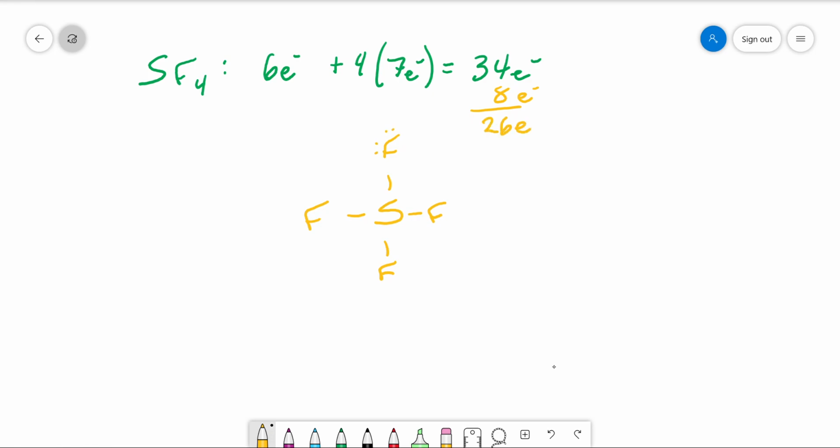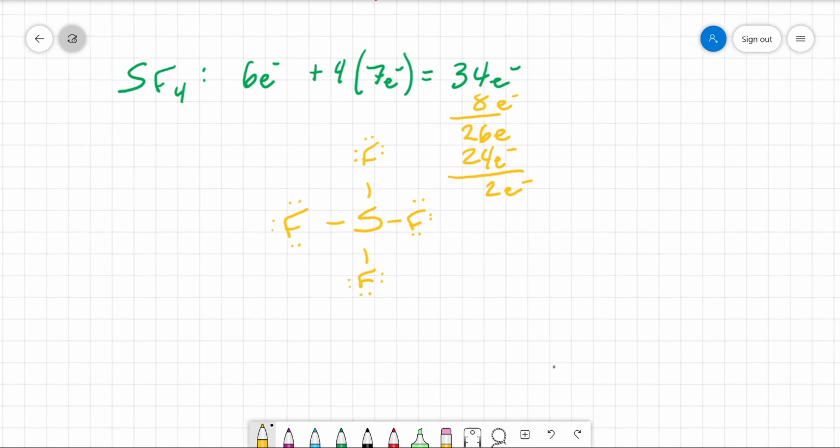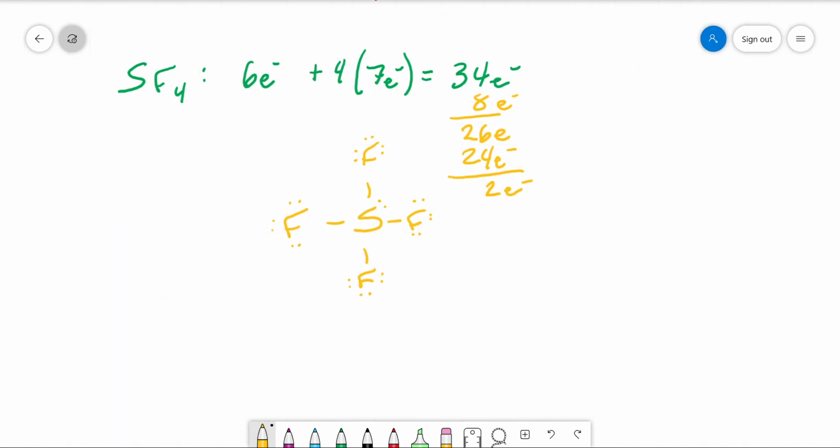Put them in pairs around the fluorines. Okay, so that was 24 of those 26. That leaves me with 2. Where do they go? They just go on sulfur. Again, it doesn't matter where exactly. Now, this is one of those things you got to get down, because the next step in chapter 11 is to use these Lewis structures to get the shape of the molecule. And the shape of the molecule really determines a lot about its behavior. So you need to be sure that you get these Lewis structures down.